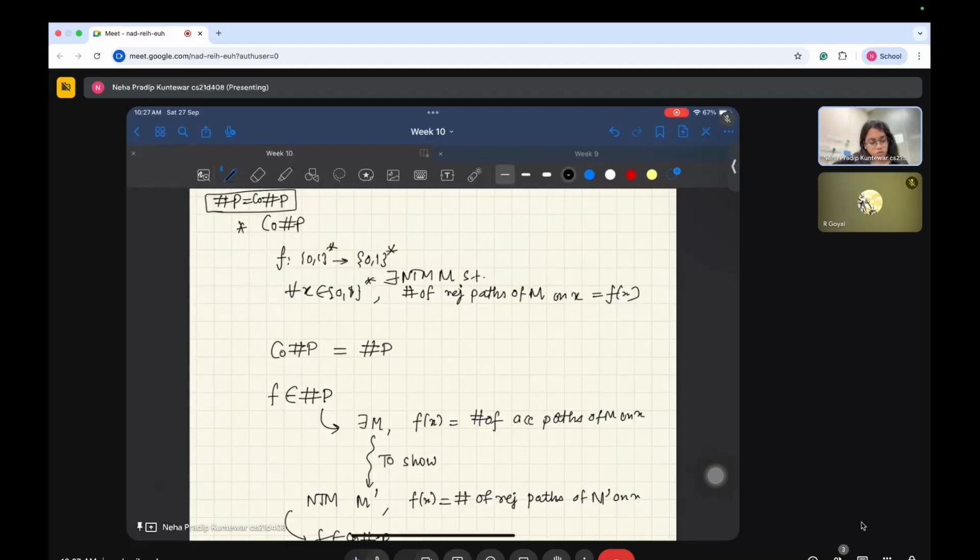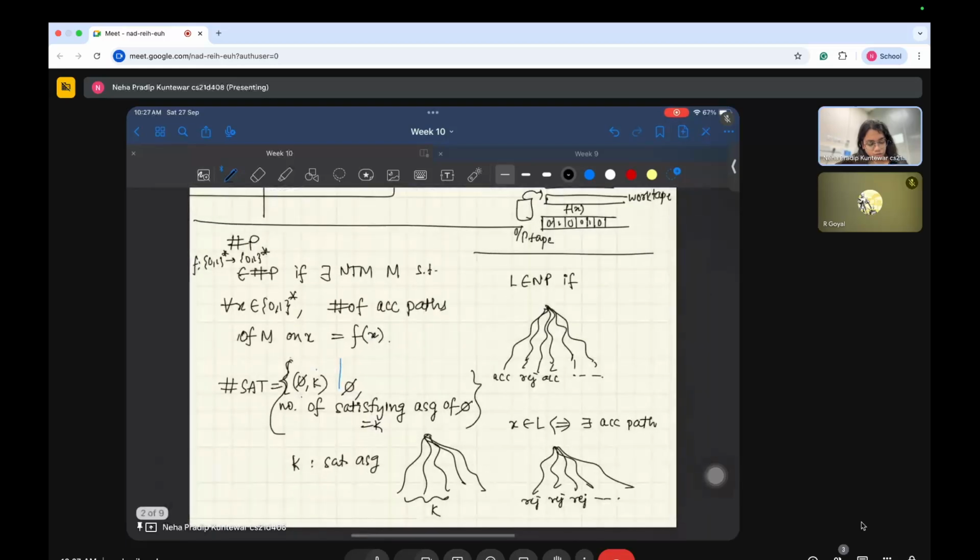Good. Now, one thing is, when we defined NP, there were two definitions that we had. One was with respect to this computation tree, that if one of them accepts, then we should accept, and if all of them reject, then we should reject. There's also one more definition that we know, which is based on the verifier. So there's a small certificate which is easy to verify.